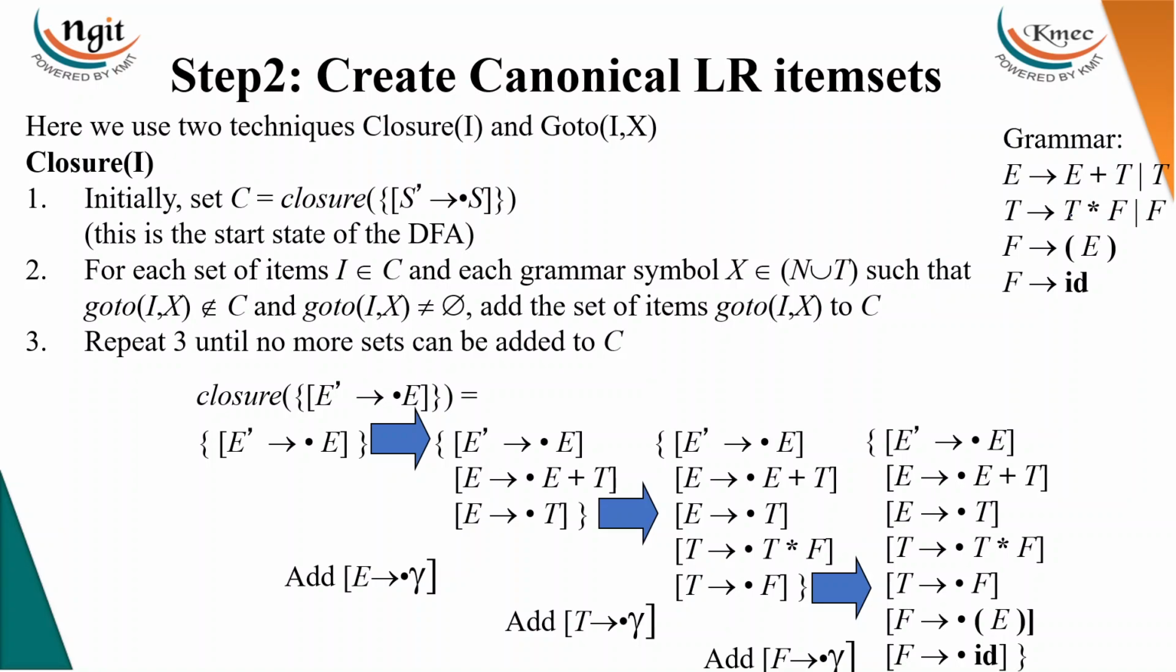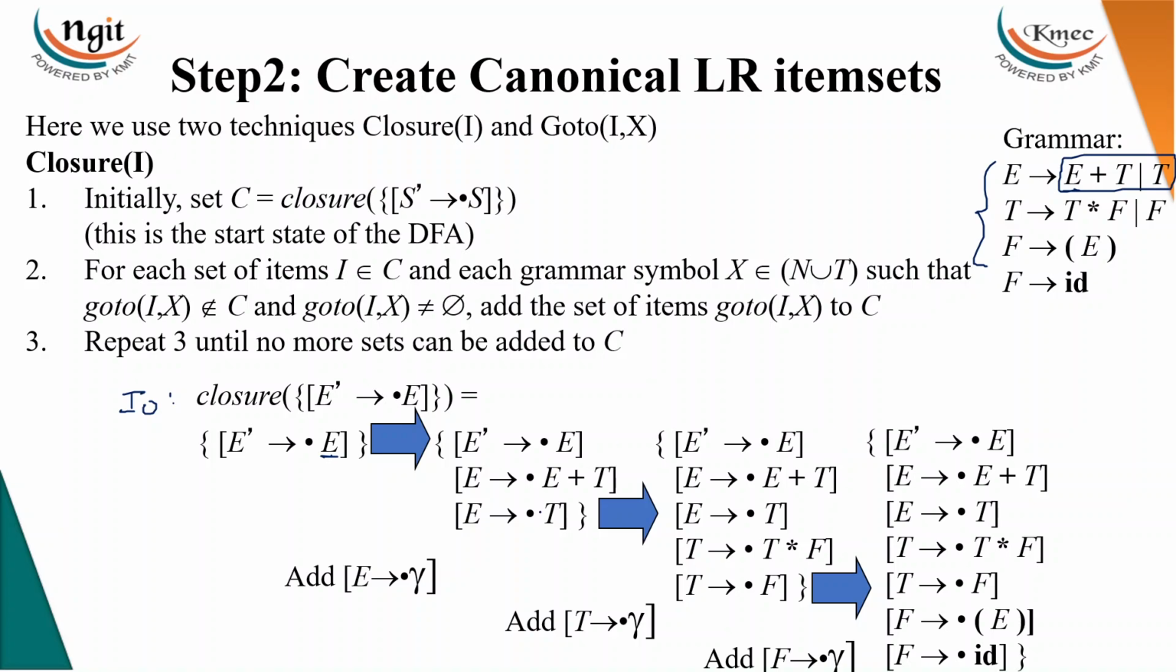So E' tends to dot E. Then first, to get the I0, we have to find the closure of the augmented production. So what is the augmented production for this grammar? E' tends to dot E. If the symbol immediately after the dot is a non-terminal, then again add all the productions of this non-terminal with dot at the beginning. That's what we have done.